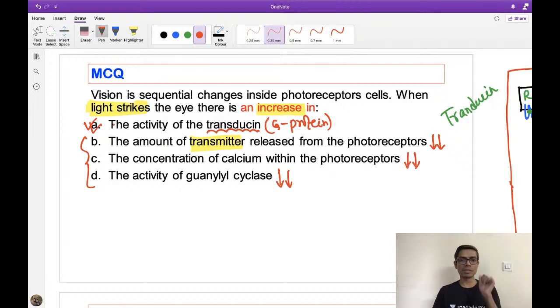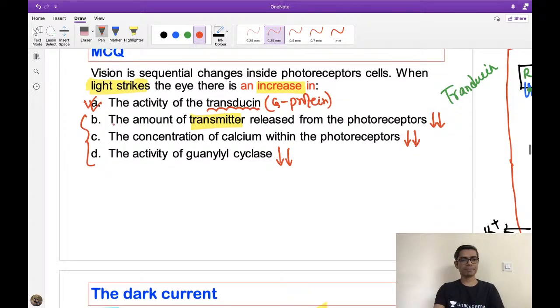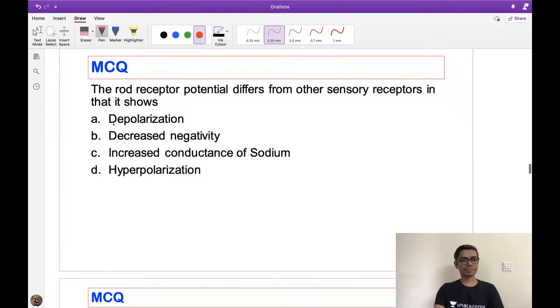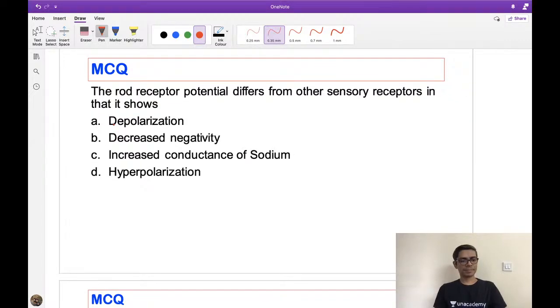All of you tell me whether you got this thing. This is a very important topic. All of you tell me whether you understood this or not, this basic mechanism of phototransduction. Give me a thumbs up. Okay? Okay. Right? Now after discussion of this, the question is very easy for you.